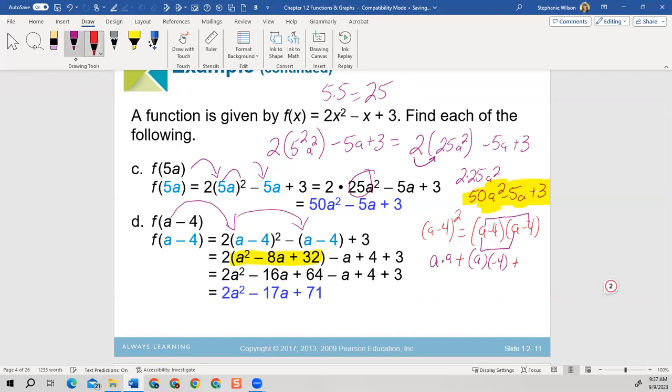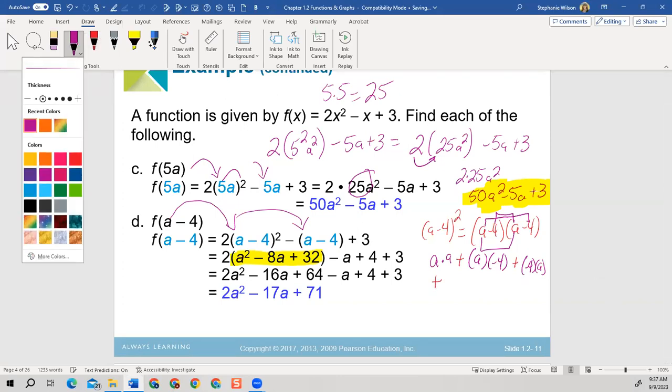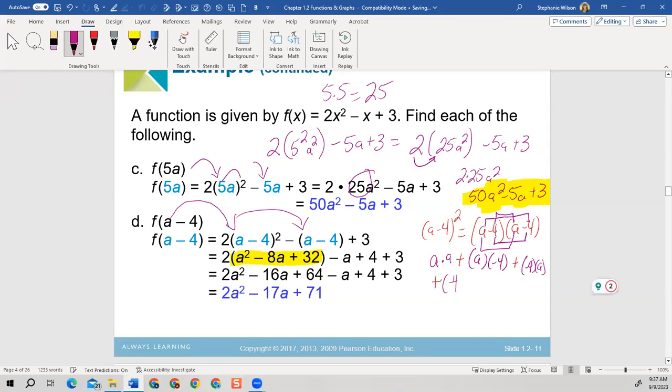And now my inners. Well, my inners is going to be this negative 4 times that a. So I'm going to put it in parentheses. And then I'm going to put my plus. And then we're going to do our last. So my last is negative 4 times negative 4. I'm going to use parentheses again because of that negative sign. All right. Now, whenever we multiply like bases, we add the powers. So if you notice, a to the first times a to the first, that's a raised to 1 plus 1, right? Which is a squared.